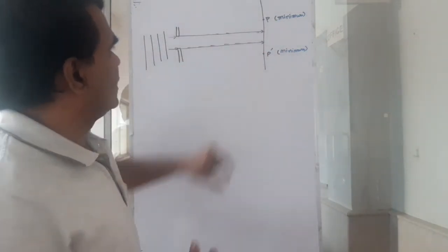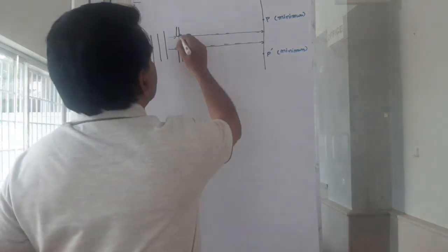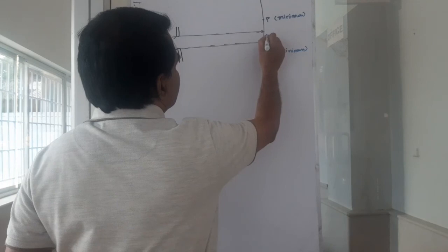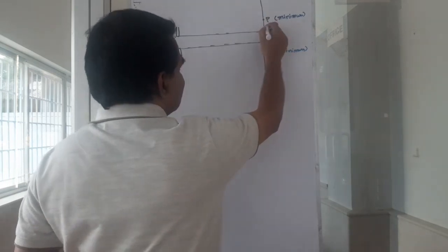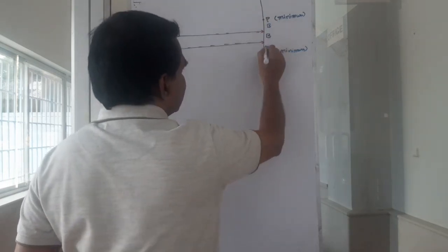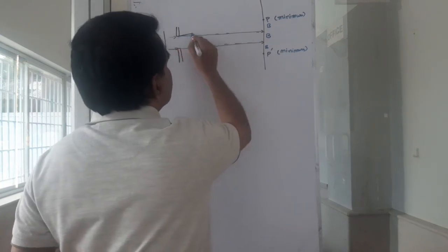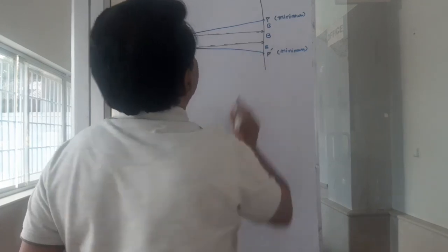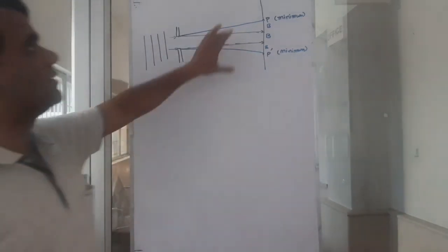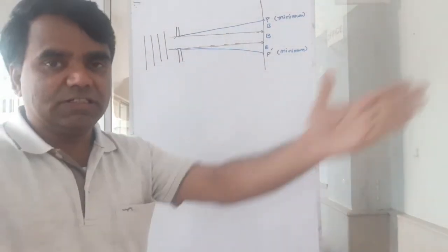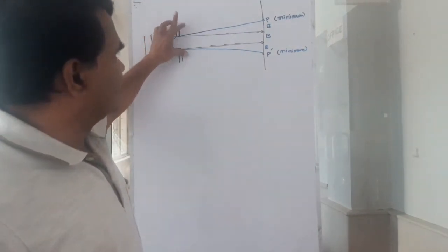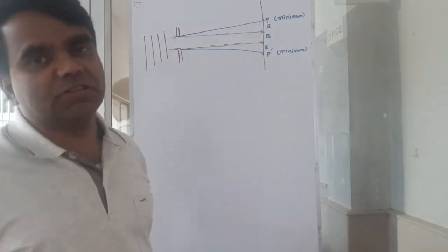So you get to see light up till here. The brightness is not limited to this area. This also gets bright and this also gets bright because light seems to kind of flare out. Okay, so this is what is called diffraction, the bending of light around sharp edges of apertures and obstacles.